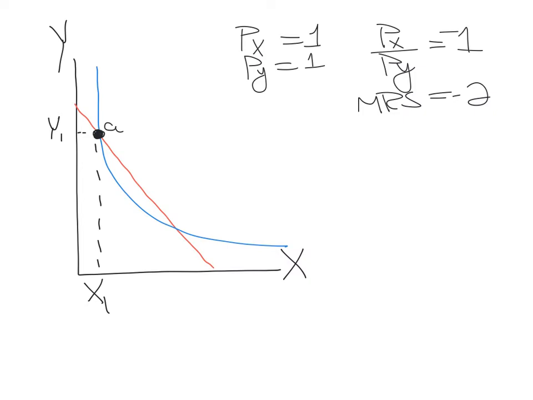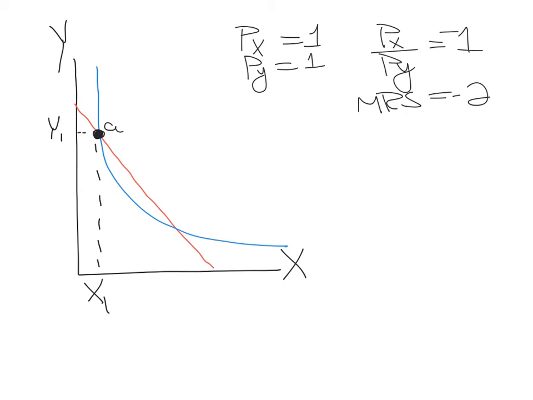So what is happening? Well, this consumer is willing to trade 2 units of y for 1 unit of x and remain equally happy. Now, if the consumer did that, would the consumer be able to save money? Definitely, because the consumer can give away 2 units of y, make $2, and then use only one of those dollars to buy an additional x. So that's a good deal.